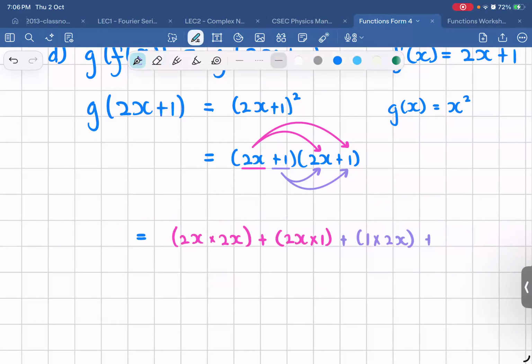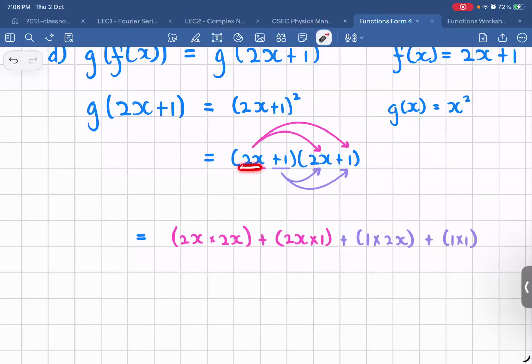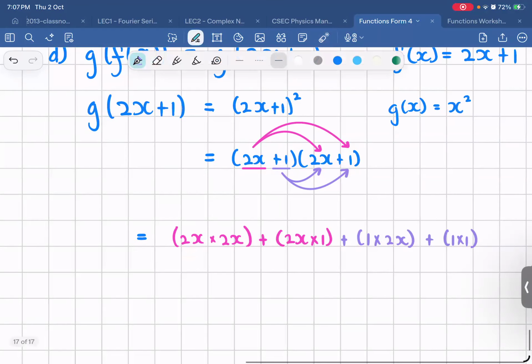Right, that's going to be plus 1 times 1. If you're confused, I'll run it back one more time. So 2x by 2x, right? 2x by 1, so plus 2x by 1. Then we have plus 1 by 2x, right? 1 by 2x, and we have 1 by 1. I think we're all on the same page.